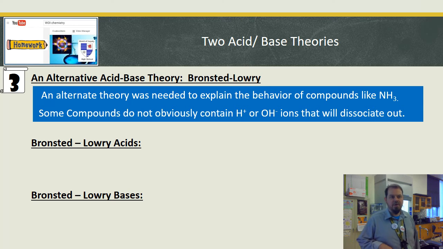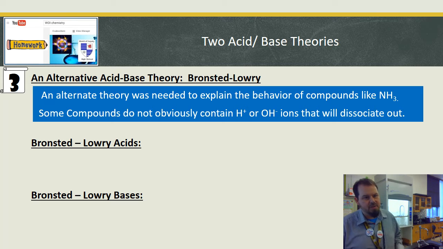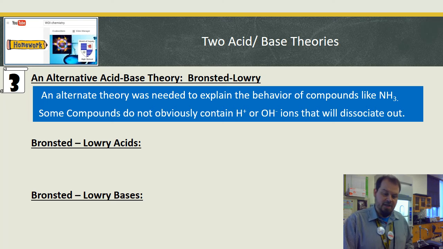A compound like NH3 is a classic example. It's the one you're going to see a lot. If they're going to test you, they're probably going to test you on this one. It obviously doesn't contain an H plus or an OH minus. Those H's on the end are not necessarily H pluses.